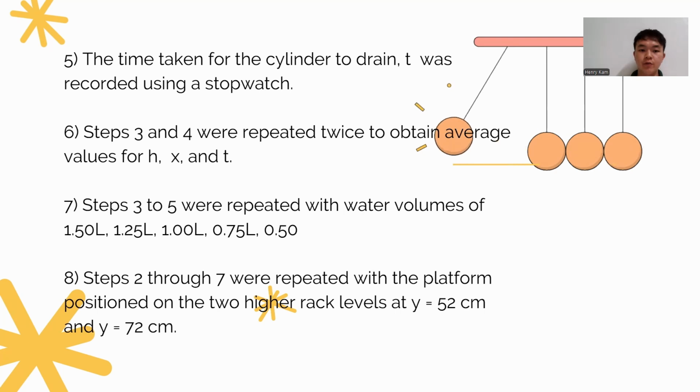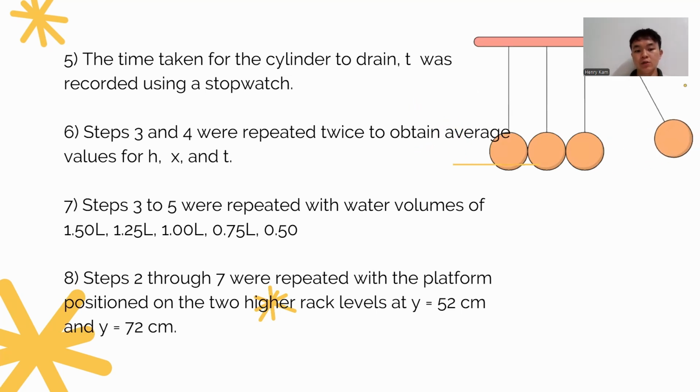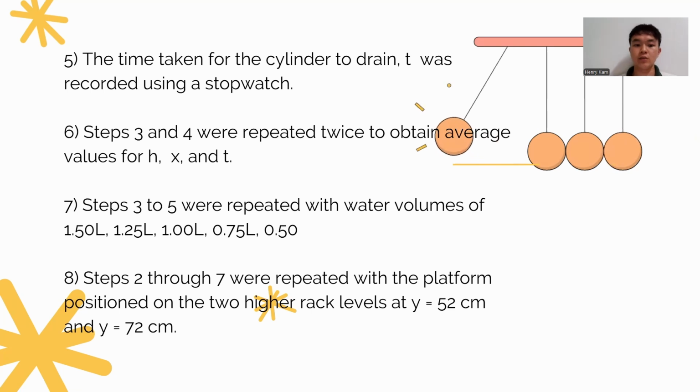Steps 3 and 4 were repeated twice to obtain average values for H, X, and T, while steps 3 to 5 were repeated also with water volumes of 1.5 liter, 1.25 liter, 1.0 liter, 0.75 liter, and also 0.5 liter. And lastly, steps 2 through 7 were repeated with the platform positioned on the two higher rack levels at Y equals 52 cm and also 72 cm, which means we are going to do another experiment for the second and third experiment.